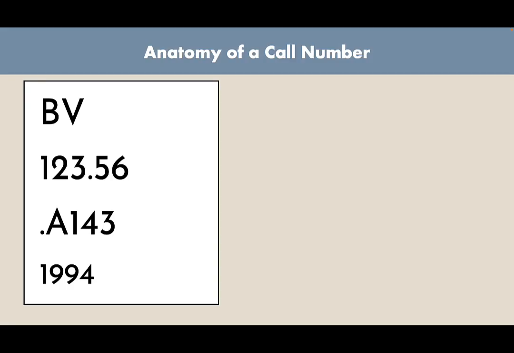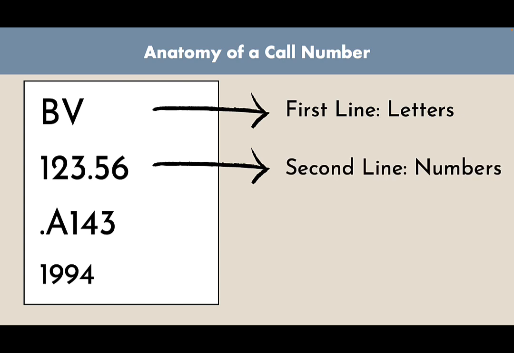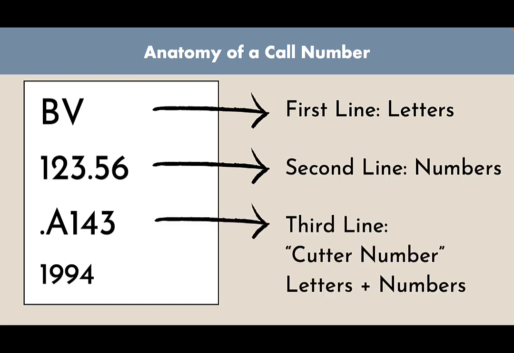Let's dive into parts of a call number. This is what a call number looks like. Remember, we read a call number line by line. The first line has letters. The second line has numbers. The third line, also known as the cutter number, has a combination of letters and numbers.